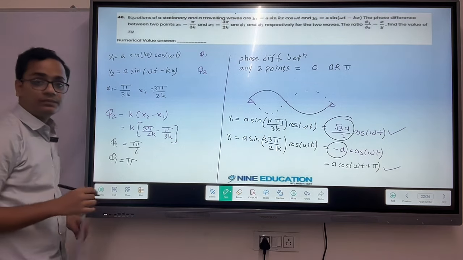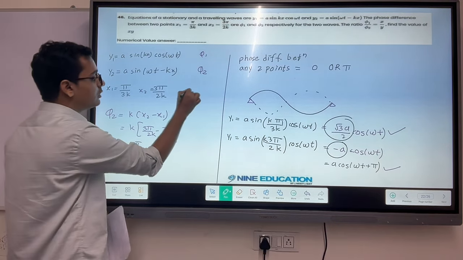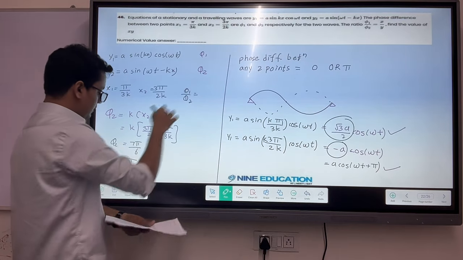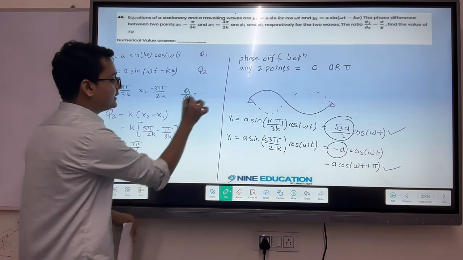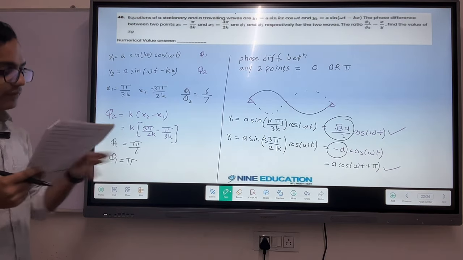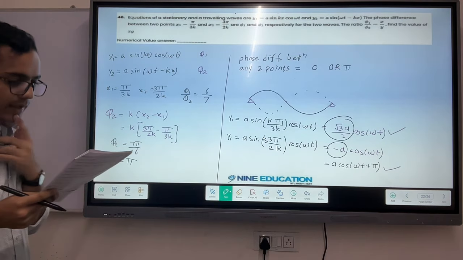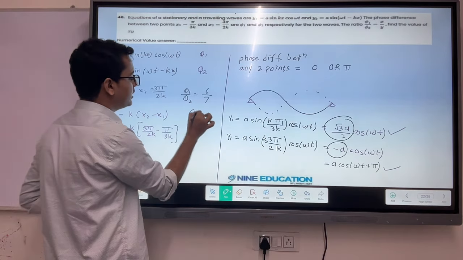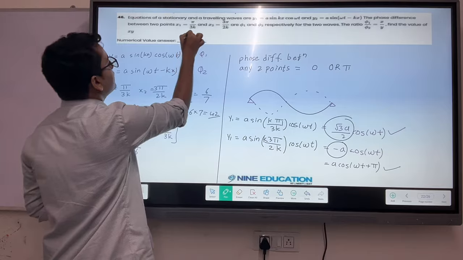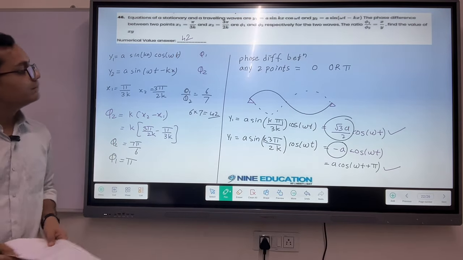Take their ratio. If you take the ratio, phi 1 by phi 2 is going to be 6 by 7. Okay. What is asked? If this ratio is x by y, they asked you the value of x into y. So 6 into 7 is asked, which is 42. So answer is 42. Clear?